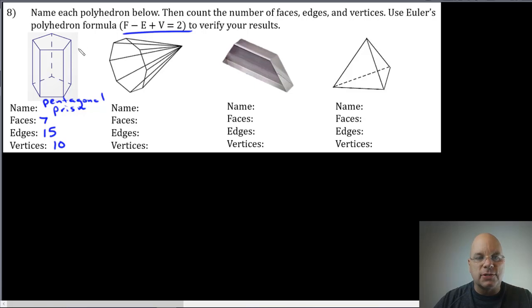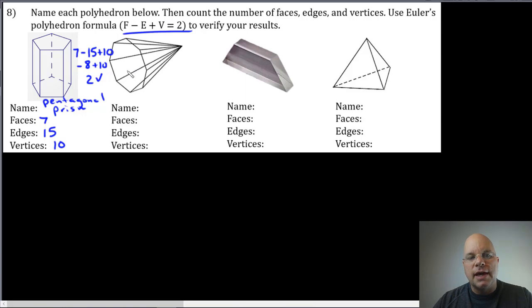I'm going to use this formula each time in this empty space, so the number of faces 7, minus the number of edges 15, plus the number of vertices 10 should be 2. 7 minus 15 is negative 8, plus 10, negative 8 plus 10 is 2, so that's how we check using Euler's formula.